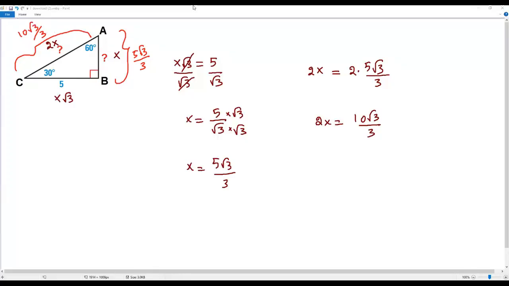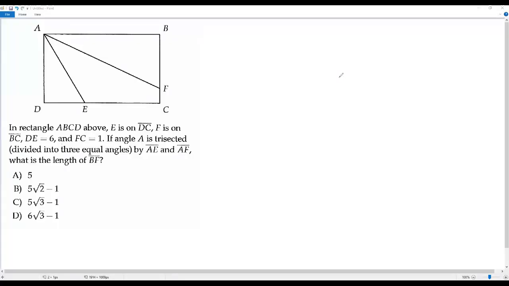Okay, let's look at one more example. Here I have a SAT math problem. Actually, this problem can be solved using the stuff we have covered on the 30, 60, 90 special right triangle. Okay, let's go over the question. In rectangle ABCD above, E is on DC, F is on BC, DE equals 6, FC equals 1. If angle A is trisected, it is divided into 3 equal angles by AE and AF. What is the length of BF?